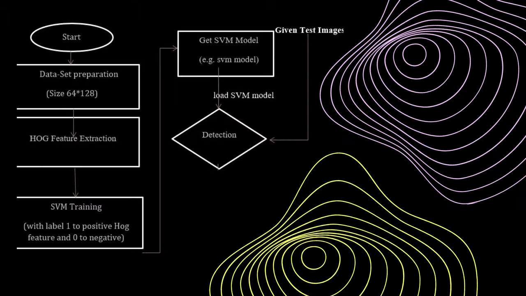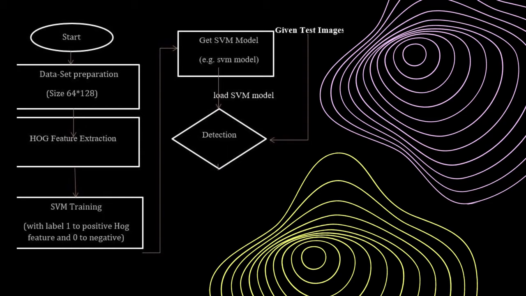This process can be seen in the following flowchart. We start by preparing our thermal images, making them all the same size, and then we proceed to extract their HOG features. After this pre-processing is done, we train our support vector machine and obtain a nice model that will do the detection in our test set.